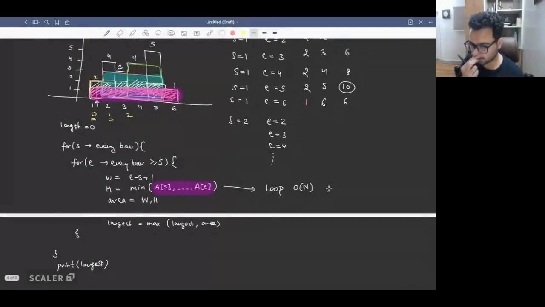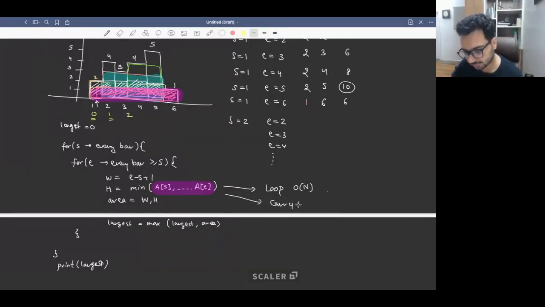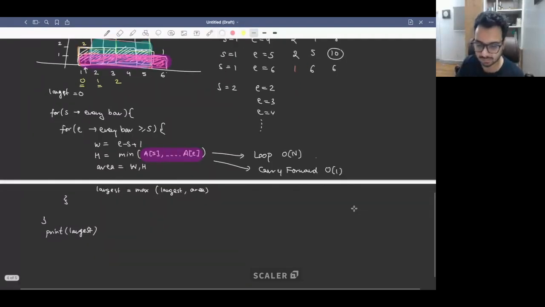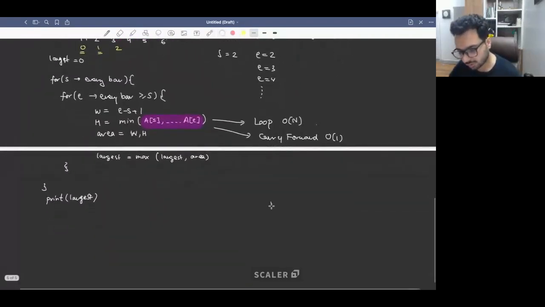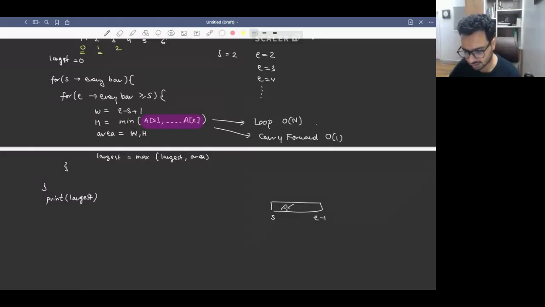Carry forward, absolutely correct. You can also use the carry forward technique. You can actually compute the minimum in order one time. You may ask how. Let's see. Suppose you know the array from start to E minus 1. Let's say the minimum is 6, maybe the elements are 12, 6, 8. So you know the minimum is 6. And suppose you got a new element at this position, which is 4.